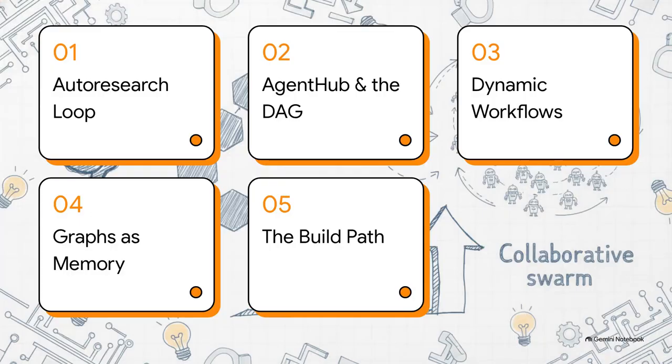So, here's our roadmap for the explainer today. First, the micro, Karpathy's auto research loop. Second, the meso, Agent Hub and the DAG. Third, the macro, Anthropic's dynamic workflows. Fourth, the universe, graphs as shared memory. And finally, number 5, the practical build path.